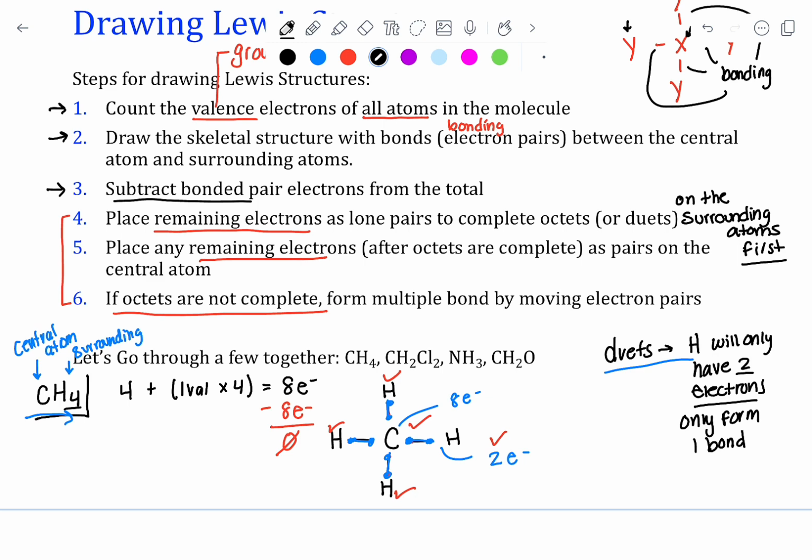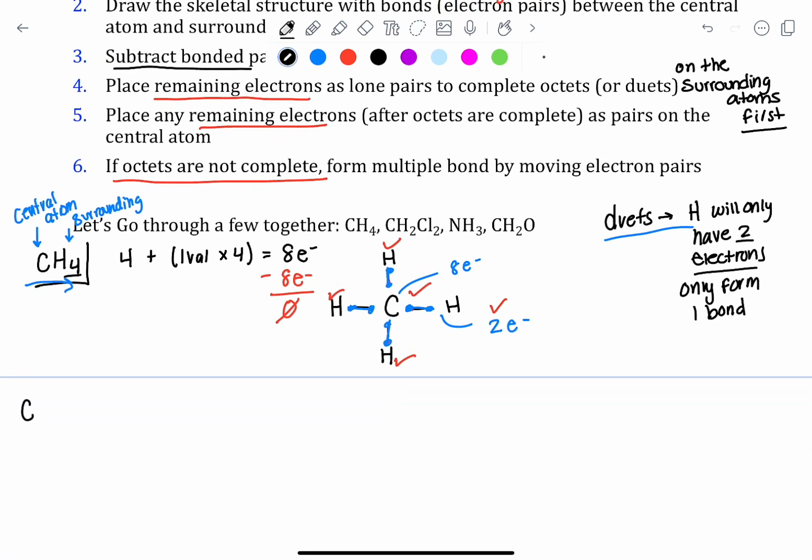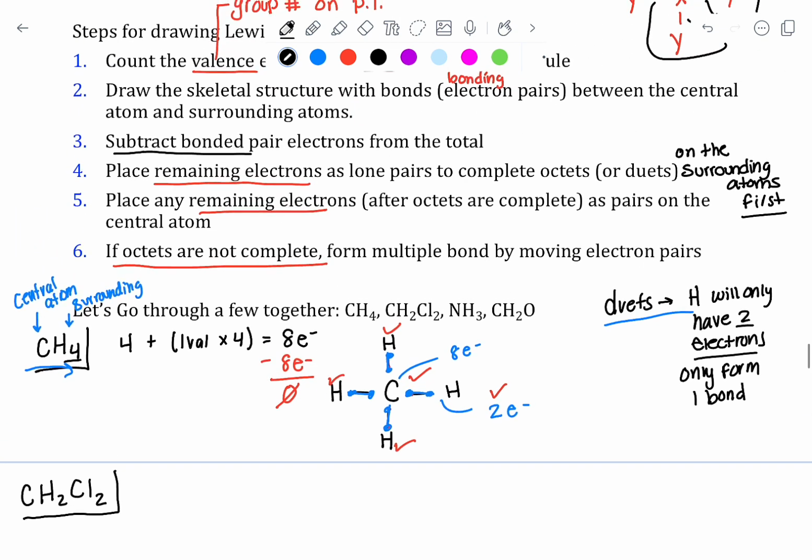Okay, let's do another one. Let's follow our steps for our next example. Our next example is CH2Cl2. So that's our compound. We want to then draw its structure.